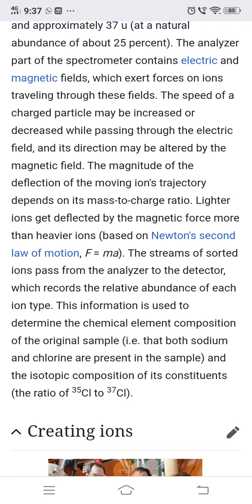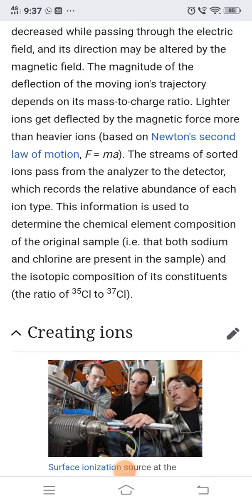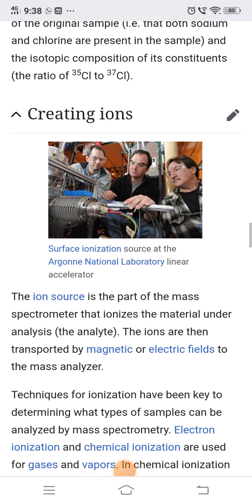The stream of sorted ions passes from the analyzer to the detector, which records the relative abundance of each ion type. This information is used to determine the chemical element composition of the original sample and the isotopic compositions of its constituents, such as the ratio of Cl35 to Cl37.